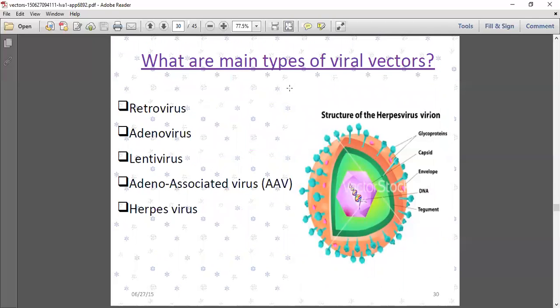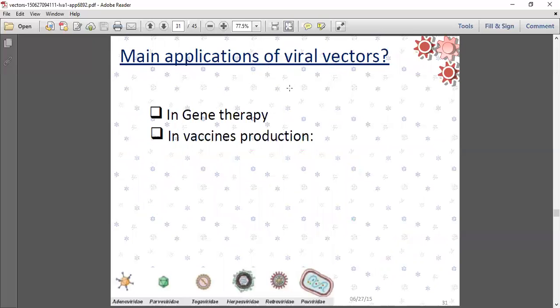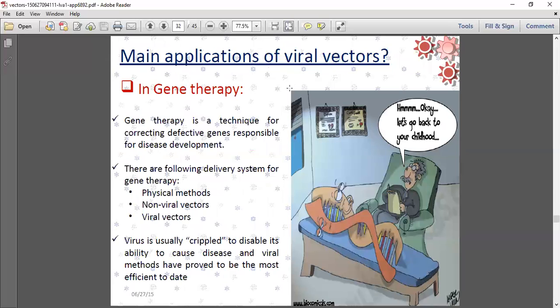What are the main types of viral vectors? Retrovirus, adenovirus, lentivirus (HIV), then adeno-associated virus (AAV), then herpes viruses. So, main applications of viral vectors: in gene therapy they will be used, and in vaccine production they will be using these viral vectors.